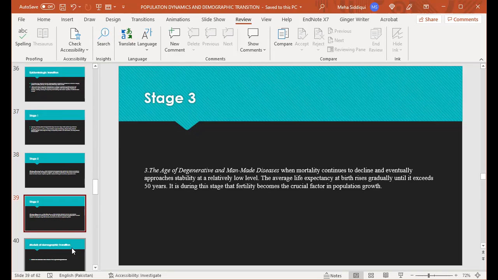Then comes stage 3. This is also called the age of degenerative and man-made disease, when mortality continues to decline and eventually approaches stability at a relatively low level. The average life expectancy at birth rises gradually until it exceeds 50 years. It is during this stage that fertility becomes the crucial factor in population growth.